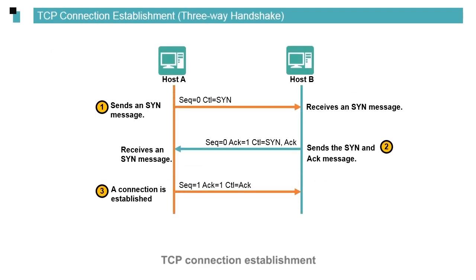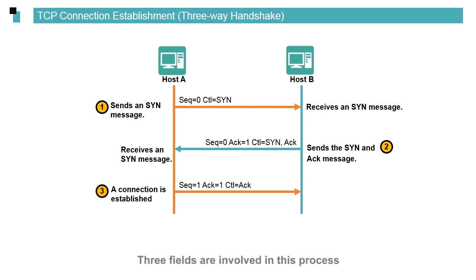TCP connection establishment. A TCP session must be established before any TCP-based application transmits data. The data is transmitted over the session. As shown in the figure, device B is a server, and device A is a client. Device A and device B are to establish a session, and device A initiates a TCP connection to device B.